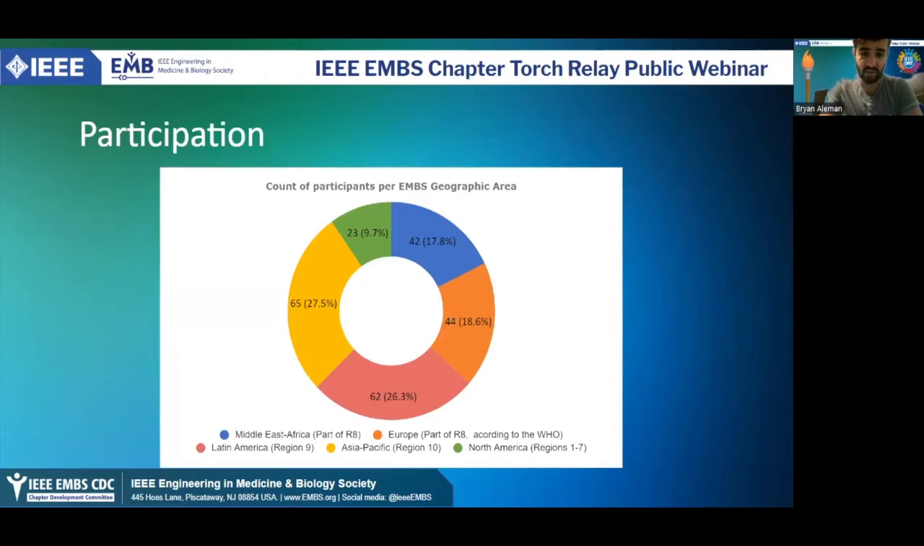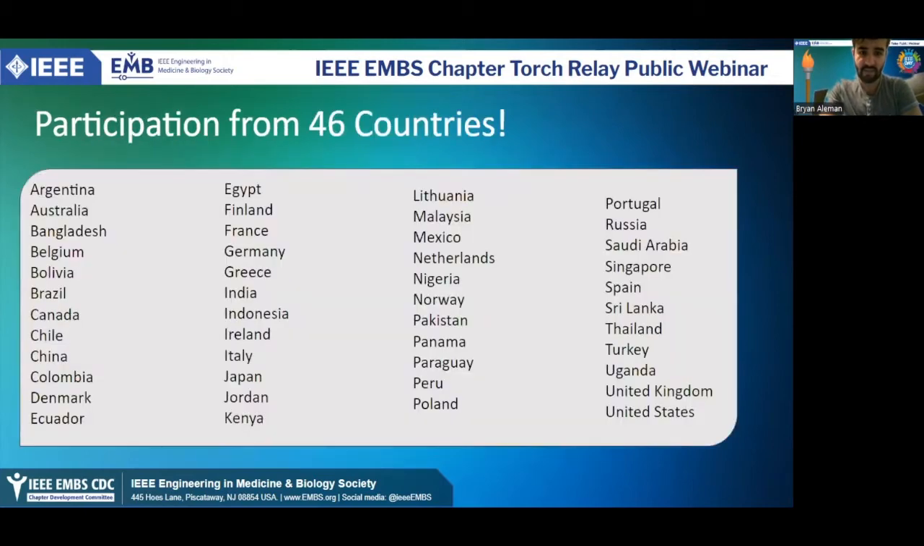We had a lot of participation from all the regions. You can see here that a lot of people registered from the 5 geographic areas where EMBS holds membership. And participants from all these 46 countries were registered. So it's a really big event for us. We hope that it already begins to be a tradition.